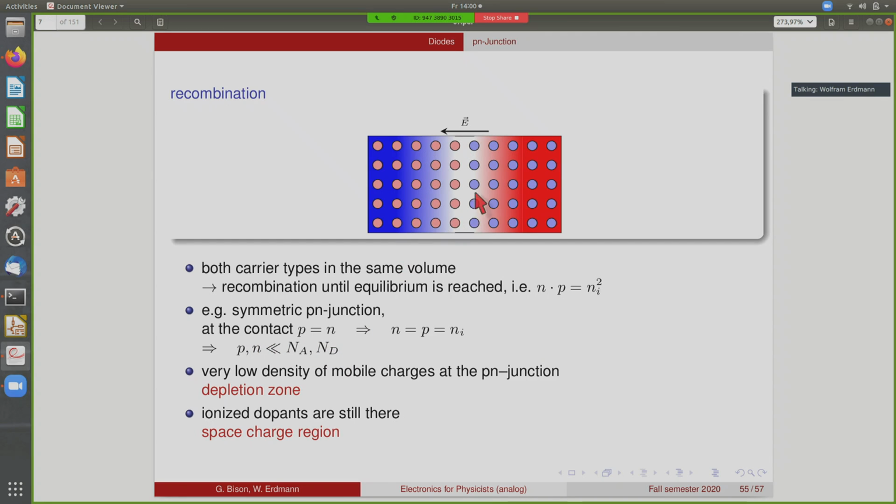So this is therefore a region now that is almost completely depleted of charge carriers, and is hence called the depletion zone, which develops when we bring a P region and an N region together. In this region, of course, the ionized dopants are still there. They cannot move around. We have a space charge in this region. So while this region and this region are electrically neutral, here we have a space charge because the donors and acceptors are still there, but all the mobile carriers have disappeared.